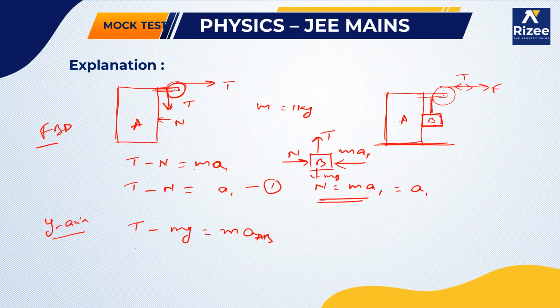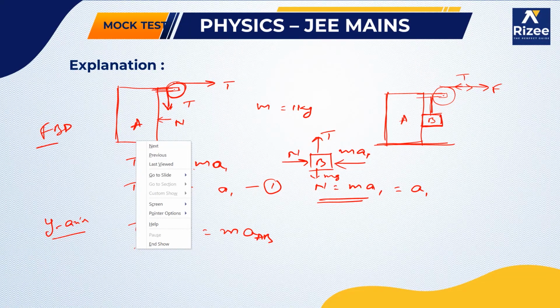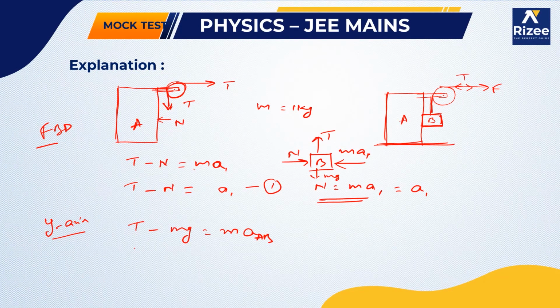Substituting the N value in equation 1, we get the tension T equal to 2 times A1. So 2A1 minus g is equal to the acceleration of this one, which is nothing but A1. So that can be written as A1 is equal to g.